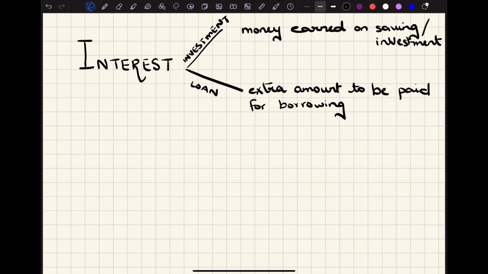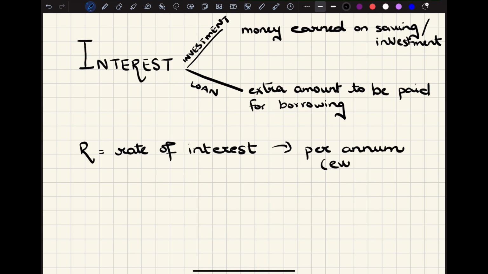Now, what is R? R is the rate of interest, and usually it is per annum. Per annum means every year, but this may vary depending on the question. And the initial amount that you invest or the initial amount that you borrow is known as the principal amount.